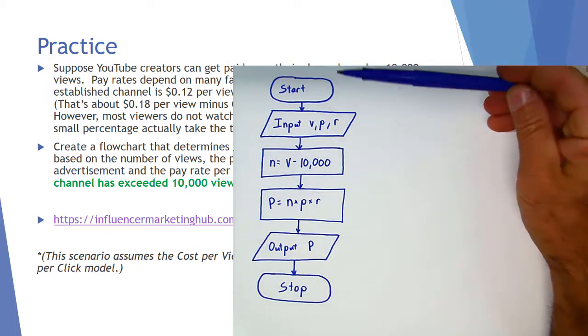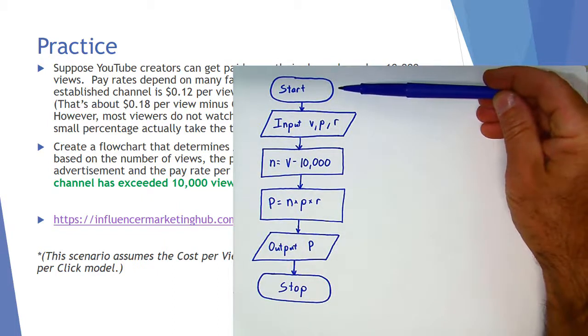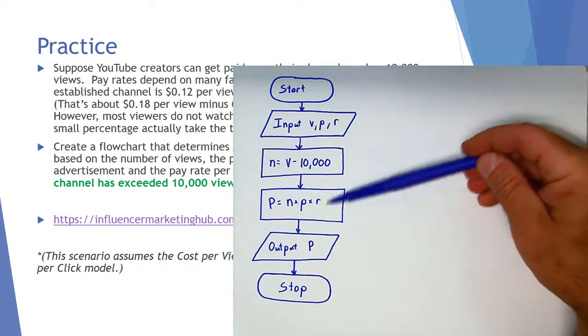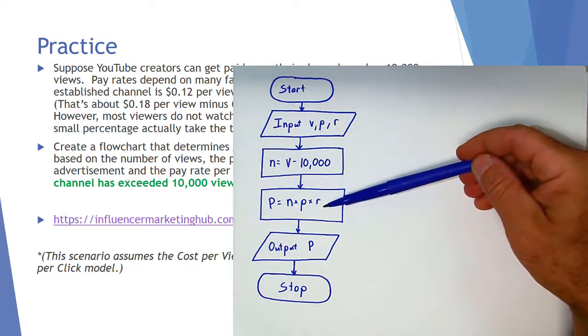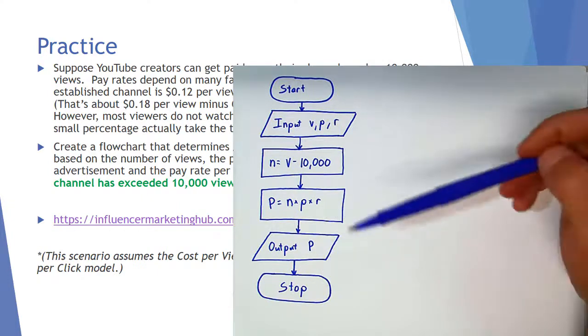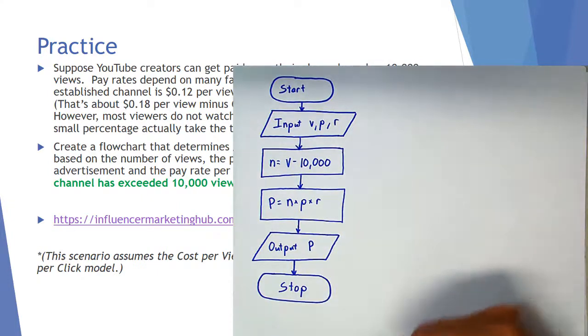So when you're all done, we should have an oval that starts our process, a parallelogram that gets our inputs, a couple of rectangles that describe our process, another parallelogram for our output, and another oval to stop the process. If you have something like that, you should be in good shape.